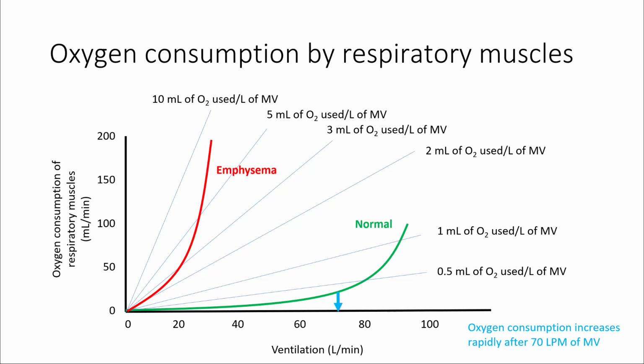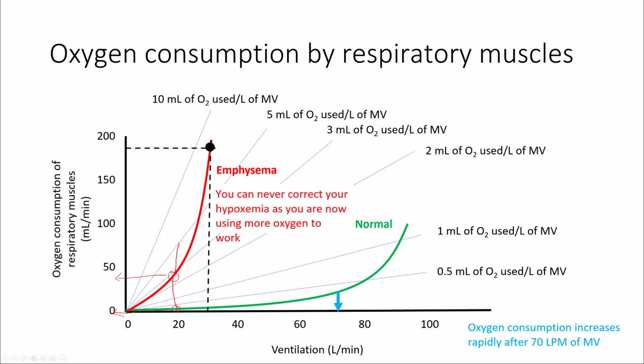Compare this to a patient with emphysema who requires a much higher amount of oxygen for the same degree of minute ventilation. So if your minute ventilation is 20, you can see that the patient with emphysema uses more oxygen than a normal individual. As these patients go into respiratory distress, you can see that at 30 liters per minute, the patient with emphysema now is requiring around 180 to 190 ml per minute of oxygen every minute. And we talked about that normal oxygen requirement for an individual varies from 200 to 300 ml per minute. So you can see that most of the oxygen is now being utilized to work the respiratory muscles.